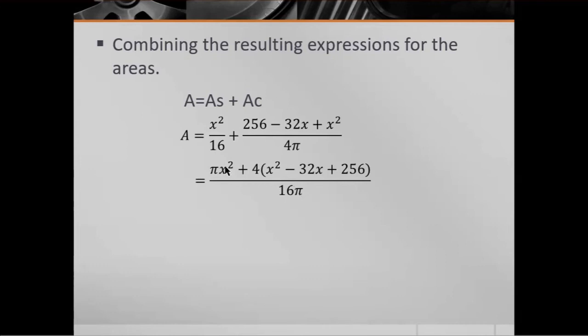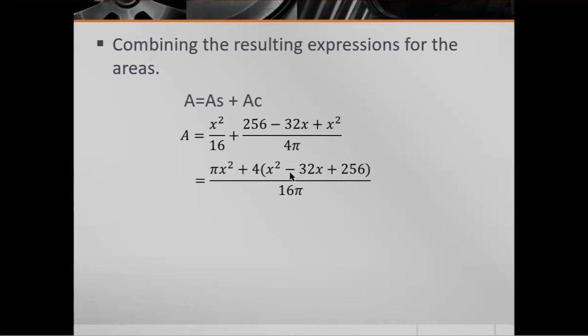So we have πx squared plus 16π divided by 4π. So matitira na lang 4. Then itong 3 terms na to, pwede natin itong rearrange. Ang gagawin natin mauna yung x squared minus 32x plus 256 times 4. Distribute mo lang yung 4.